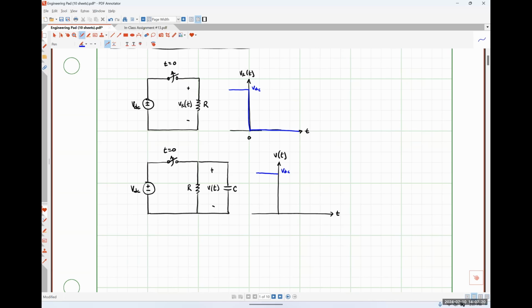Now, let me actually make a note here. I mentioned that prior to t equals 0, our circuit is behaving like a DC circuit. So I'm going to call this specifically a DC steady state condition. Okay. Now let's figure out what's going to go on after our switch opens up.